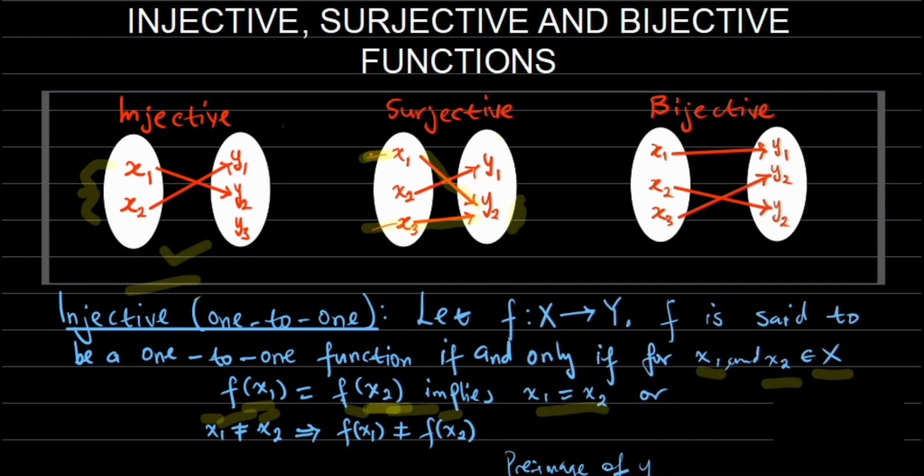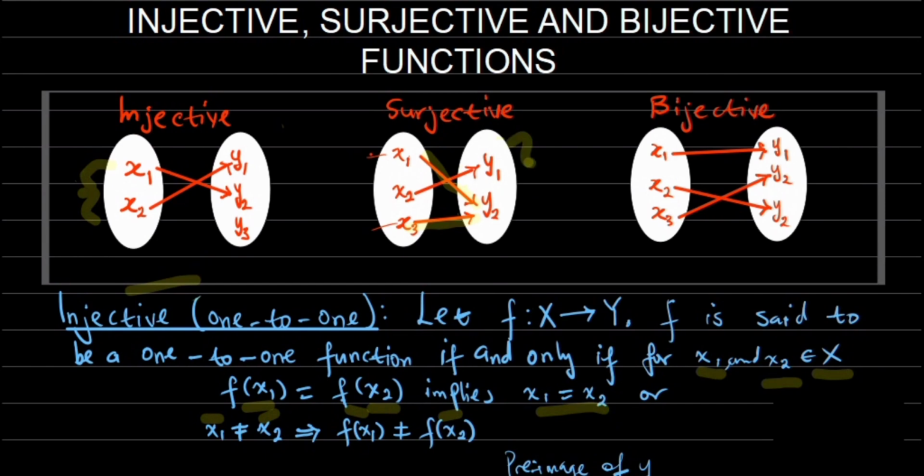Now coming over to the surjective function. Don't get it wrong by saying that whenever a function is not injective, therefore it is surjective. No, that is not true. Sometimes a function may not be injective and also not be surjective. So what do we mean by a surjective function?